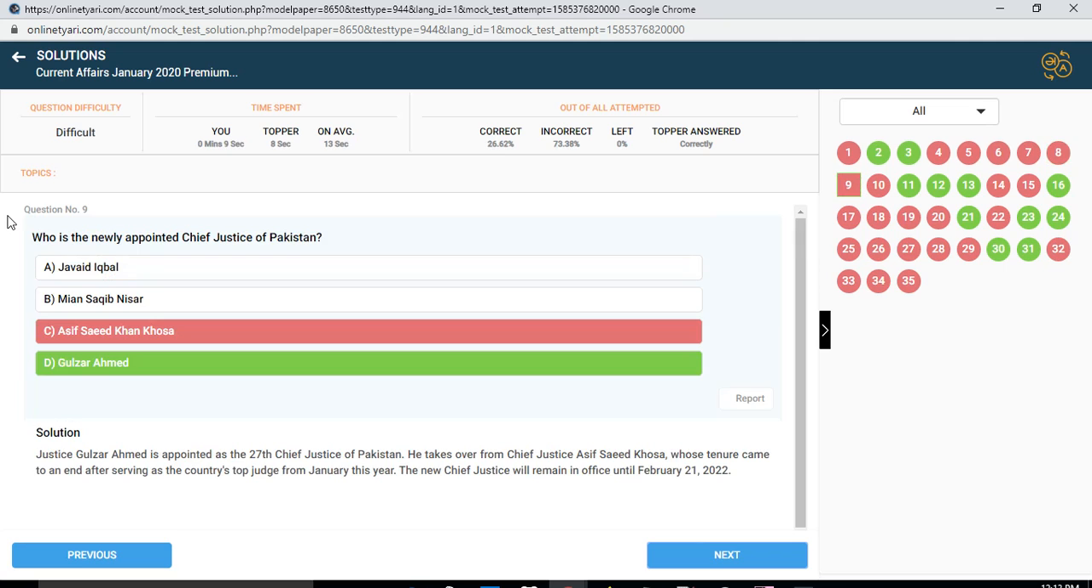Who is the newly appointed Chief Justice of Pakistan? Gulzar Ahmed, 27th Chief Justice of Pakistan. Okay, and he is here until 21st Feb 2022.